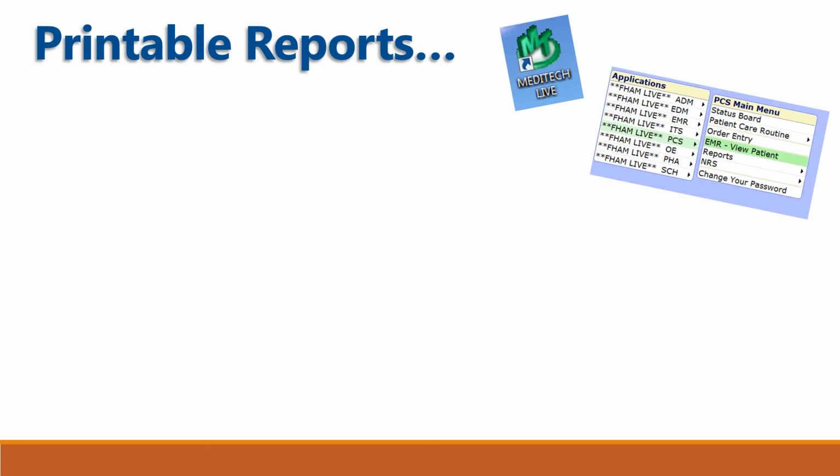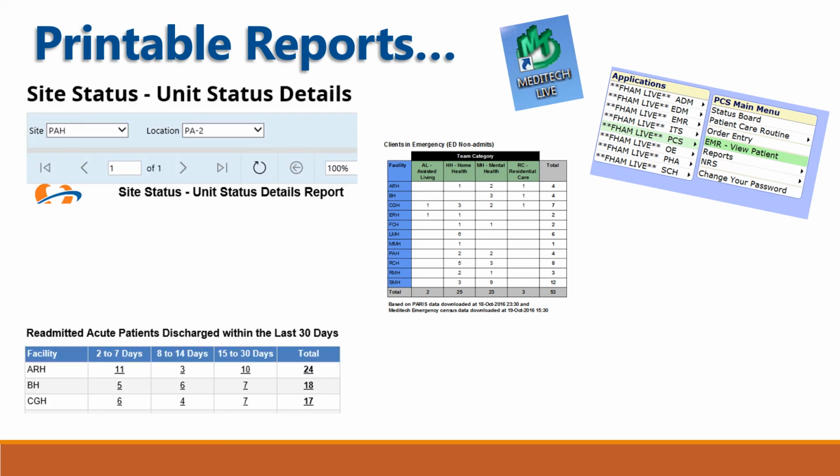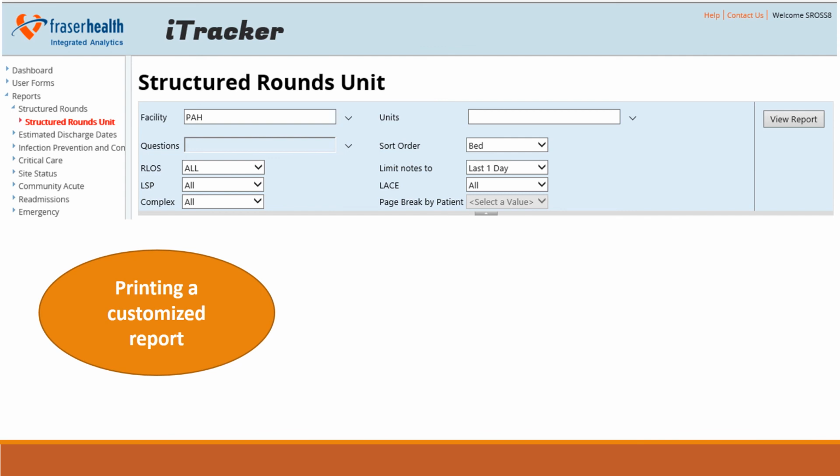In addition to being a centralized communication network across all care areas within Fraser Health, iTracker also has the capacity to print reports that can be used when technology is not available, in addition to pulling from other Meditech resources to promote greater efficiency. There is also an ability to run reports, for example, readmission rates, site status, and surgeries to support timely follow-up. To access printable reports, under the Reports link on the left of your screen, you will see there is an option to print a customized report in iTracker.